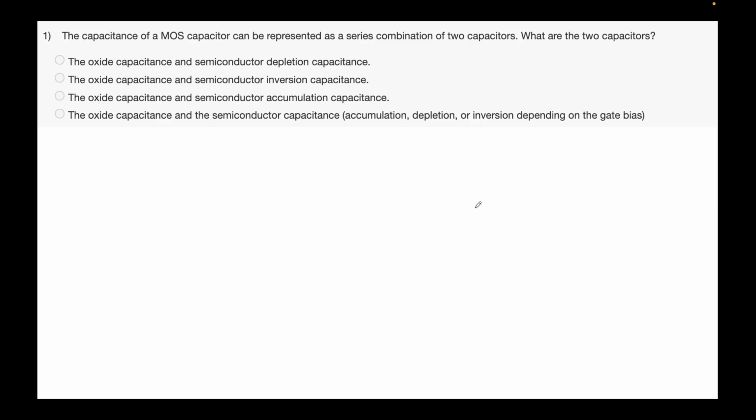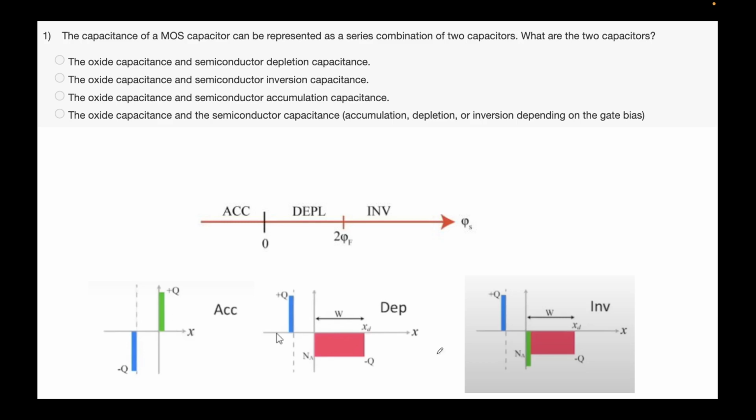So this problem asks, the capacitance of a MOS capacitor can be represented as a series combination of two capacitors. What are these two capacitors? So let's see, right? This is again just a diagram that I have borrowed. So you have seen this, three regimes. You have seen this already. Let me draw the schematic of the MOSCAP. So this is your metal, this is your oxide, this is a semiconductor, right? Metal or gate, oxide, semiconductor.